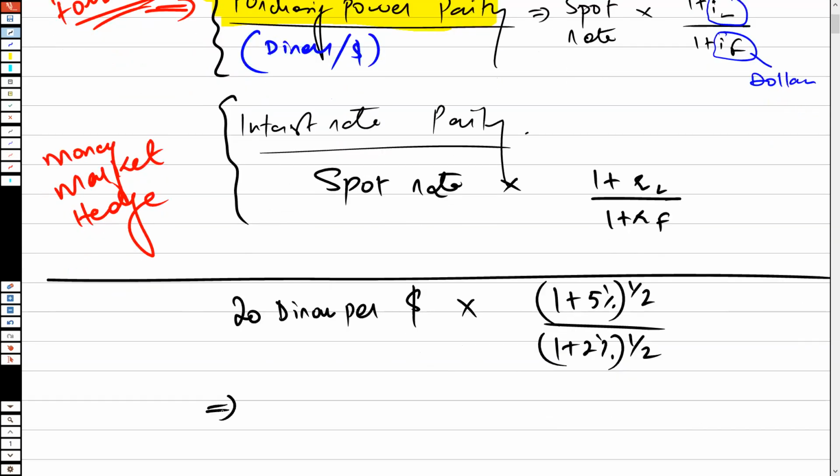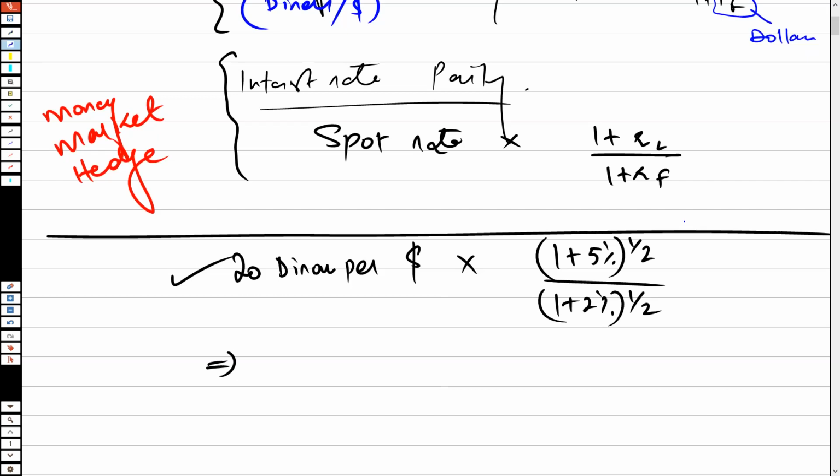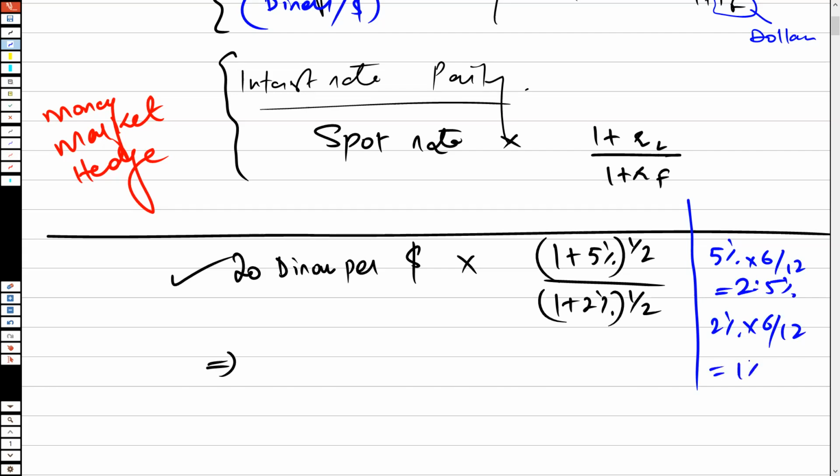So as a result, try to understand: this is one of the ways of doing it. The other way is to say 5% multiplied by 6 upon 12, and 2% multiplied by 6 upon 12. So this is going to be 2.5% and this is going to be 1%. Hence 20 multiplied by 1.025 divided by 1.01.